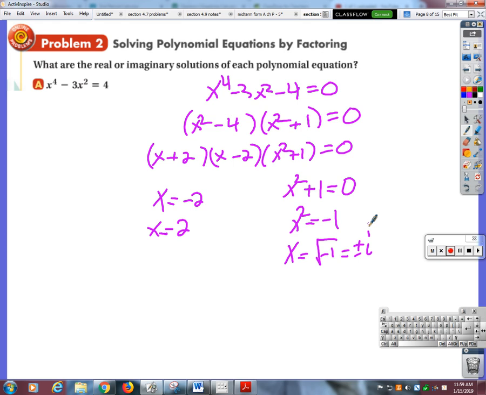Okay? And the only reason why we are including those two answers is because it specifically says what are the real or imaginary solutions of each polynomial equation.